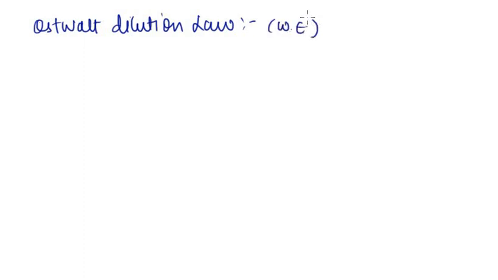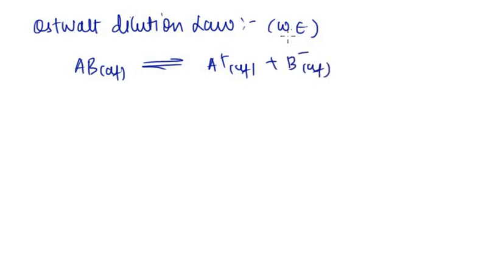We generally study this law for weak electrolyte. So let's say we have a weak electrolyte. What is an electrolyte, and what is a strong electrolyte and weak electrolyte? We have seen previously. Now let's say AB, we have a weak electrolyte in aqueous medium. It will be dissociating into A plus in aqueous medium and B negative in aqueous medium. So it dissociates like this.